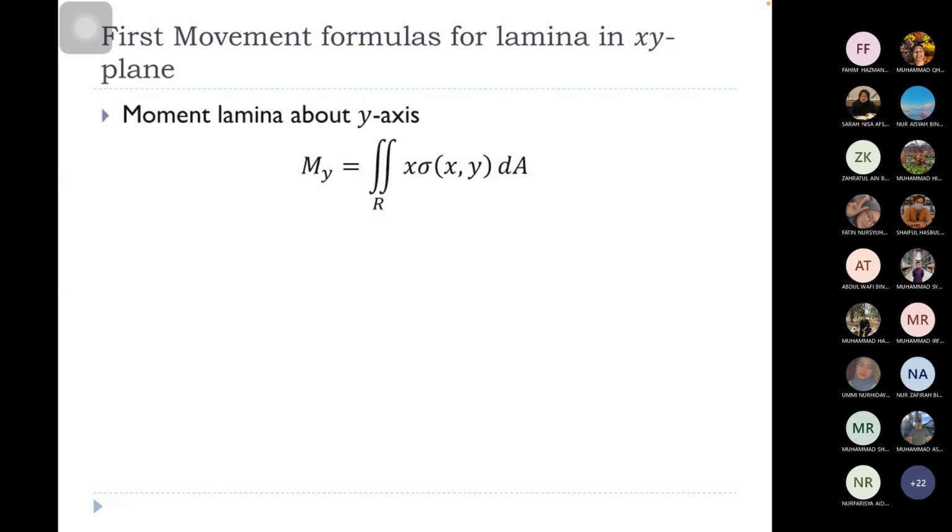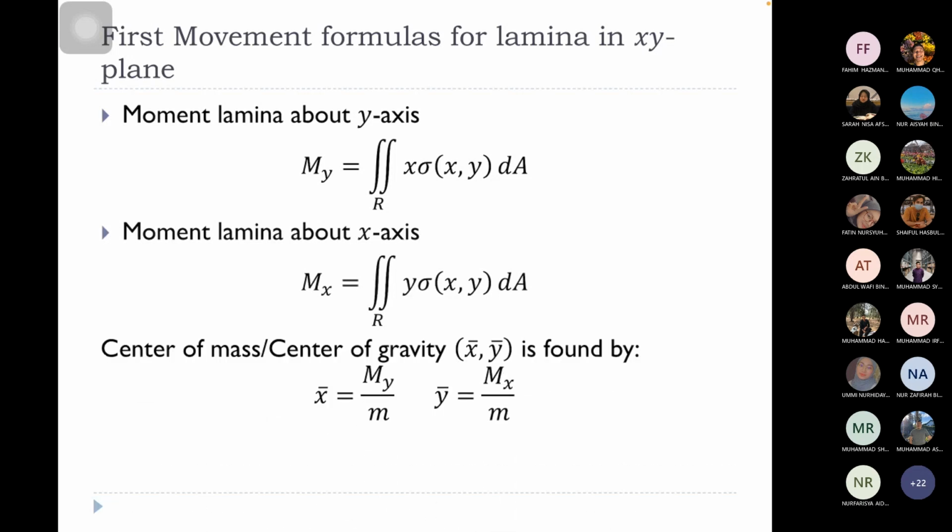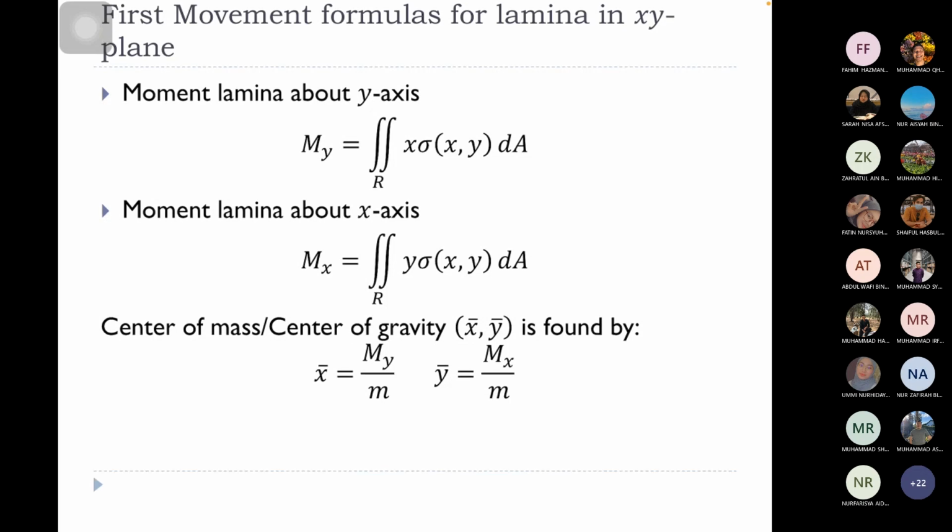Okay. Then from here, we have looked at the moment of the lamina about the x-axis, by which you are going to multiply the y term with the density, and then find the double integral that we are interested in. Then only you can make use of the moment about the x-axis and y-axis, divided by the mass of the solid, so that we will get the center of mass or center of gravity.